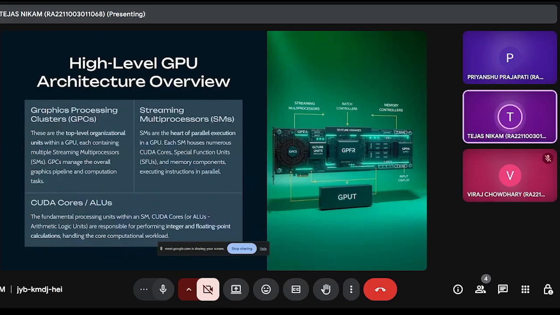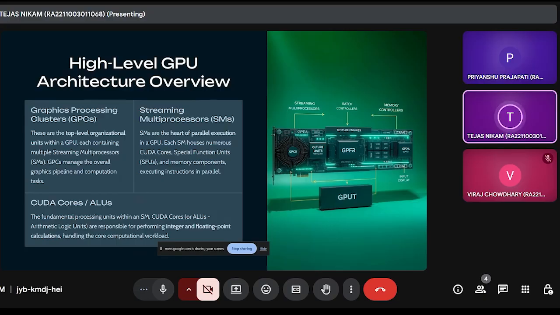Now let's understand SMs, the streaming multiprocessors. SMs are the heart of parallel execution in a GPU. Each SM houses numerous CUDA cores, special function units, and memory components, executing instructions in parallel. CUDA cores or ALUs: the fundamental processing units within an SM are the CUDA cores, or the ALUs, arithmetic logic units, which are responsible for performing integer and floating point calculations, handling the core computational workload.